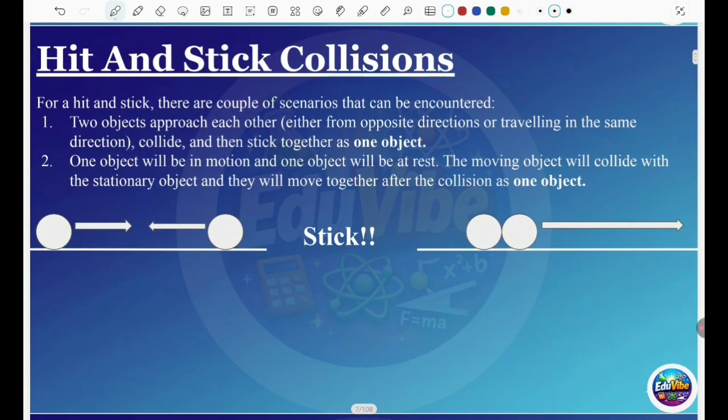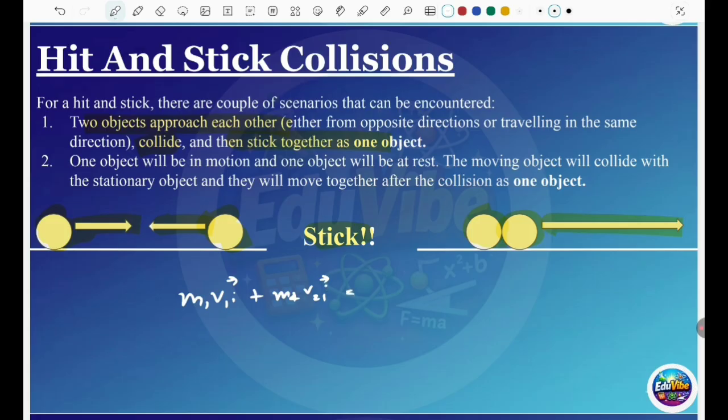Then we do the hit and stick collisions. Two objects approach each other, and when they collide, they stick together. One object comes from over here, one from over there, and they stick like this and move in one direction, not in opposite directions. Which direction they go does not matter, but they move in one direction. For this, the initial side stays the same as the hit and rebound: m1 v1i plus m2 v2i.